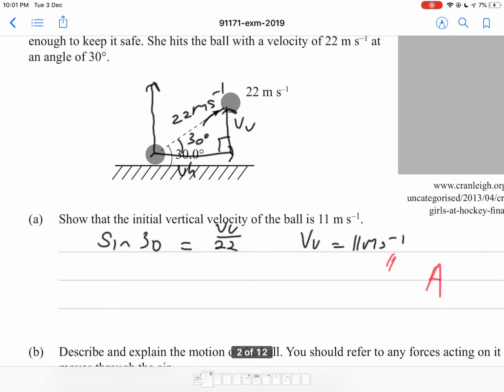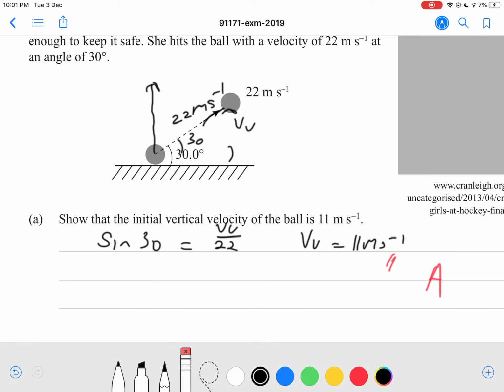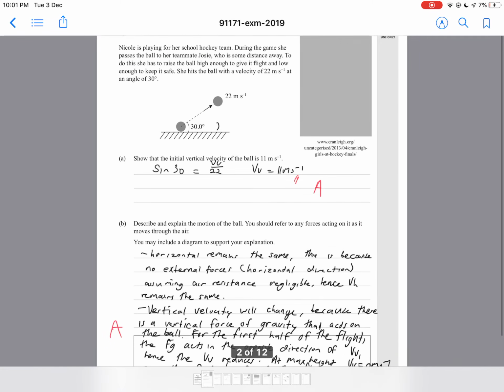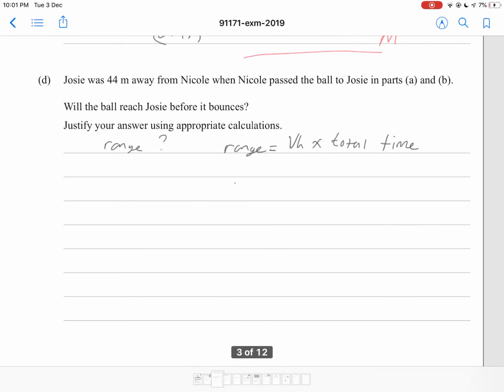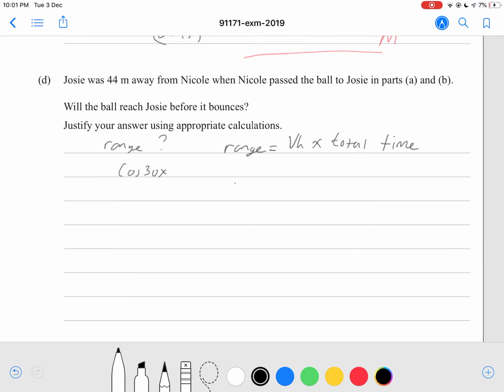Let's rub this out real quick. So once again, we can use our SOHCAHTOA rules. Instead of using sine 30 this time, we use cos 30 because the horizontal is adjacent. So cos 30 times 22 equals VH. Cosine 30 times 22, so VH equals 19.05 meters per second. And we know that our vertical component is 11 meters per second.